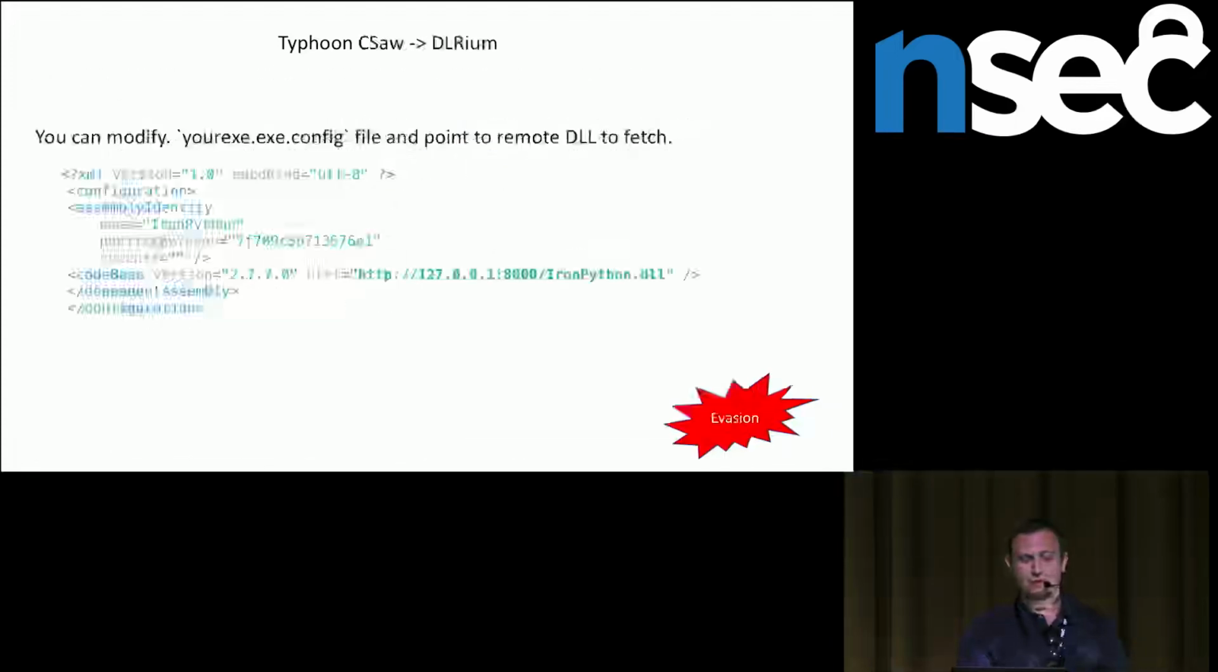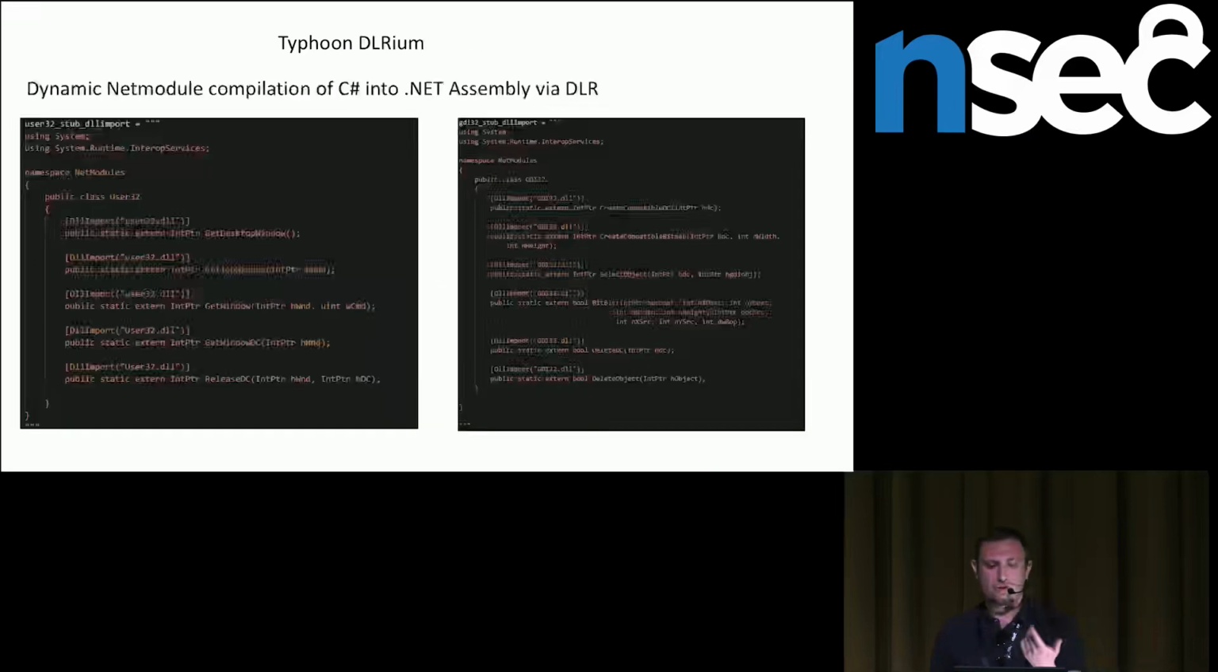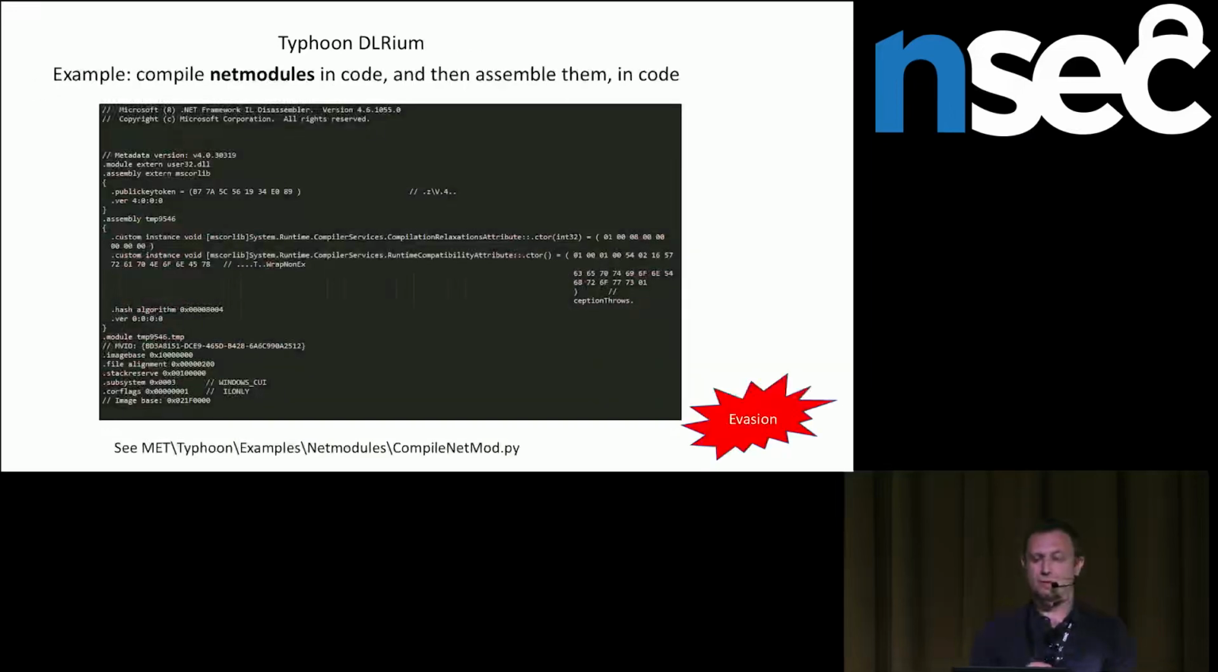Essentially, every executable can have an executable.exe.config file, and then you can specify dependencies, where to fetch additional DLLs from, right? And so you can hide ironpython.dll, if you cannot bring it as an internal resource, to fetch it at runtime. So for .NET modules, this is an example of what Microsoft Intermediate Language looks like when you're compiling .NET modules, right? It's just an assembly without a manifest.